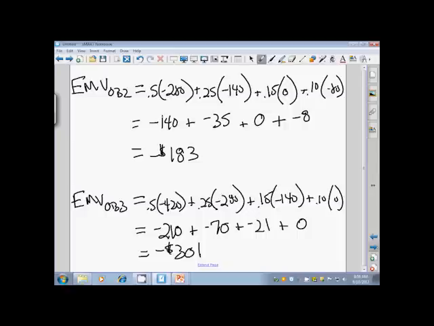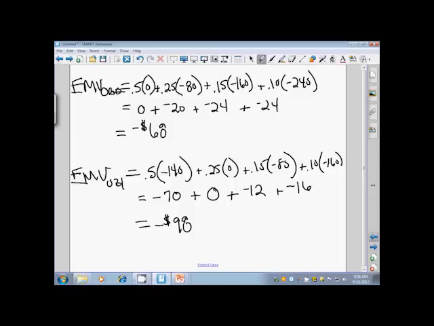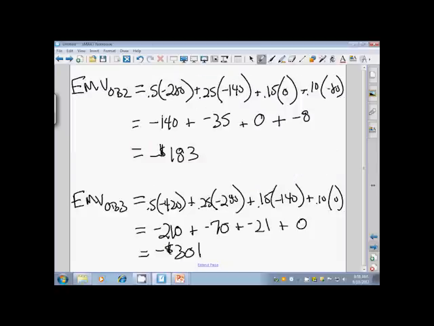So looking at our expected monetary values for overbooking 0 rooms, you expected a negative 68. For overbooking 1 room, a negative 98. For overbooking 2 rooms, a negative 183. And for overbooking 3 rooms, a negative 301. What would you do and how would you write that?